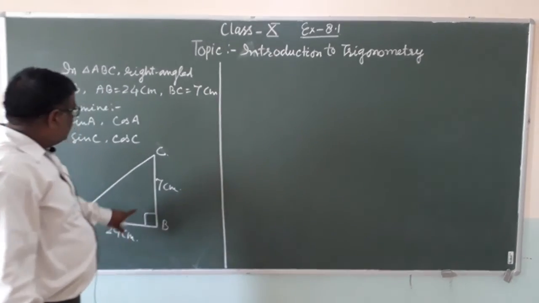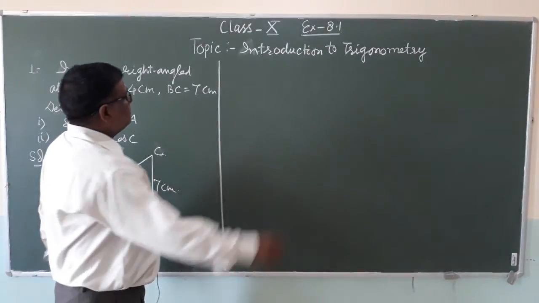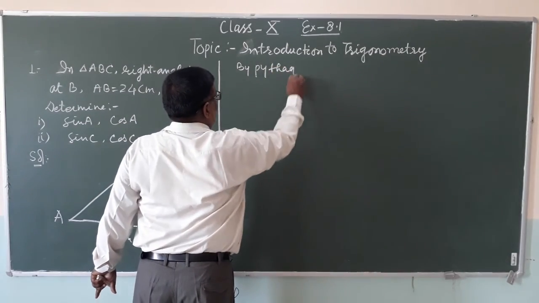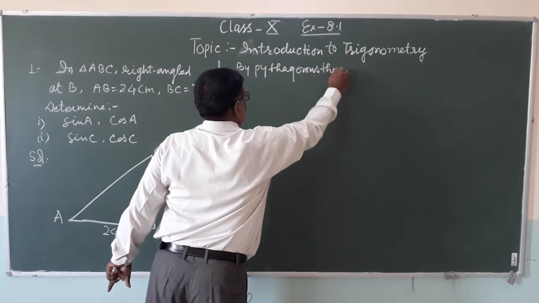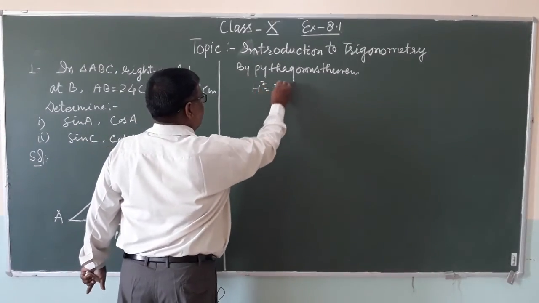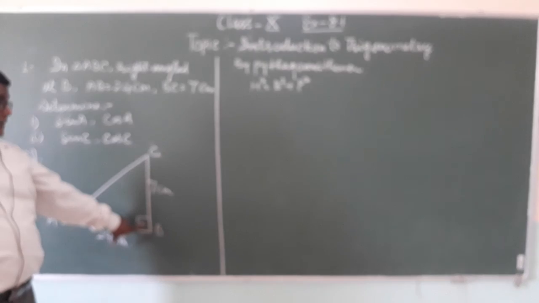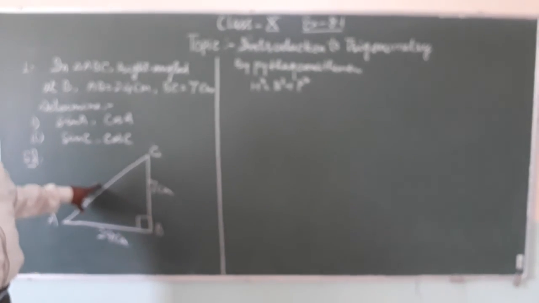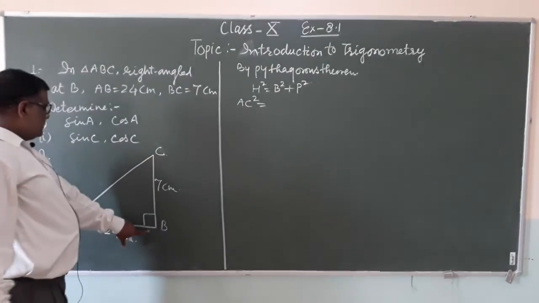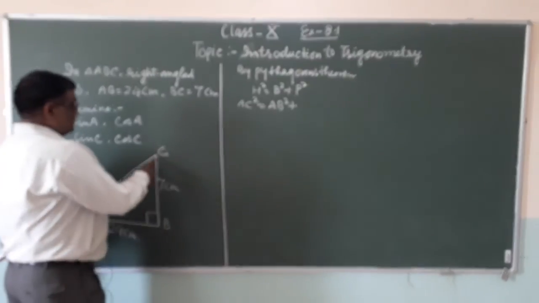So now this triangle is a right triangle, therefore we can use the formula by Pythagoras theorem. Therefore by Pythagoras theorem, that is h square is equal to b square plus p square. In case of h, this is right angled at B, so the opposite side is the hypotenuse, that is AC. H square is equal to AC square, B, that is AB square, and P, that is BC square.